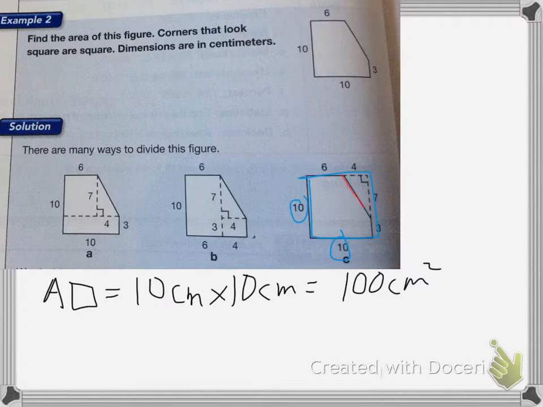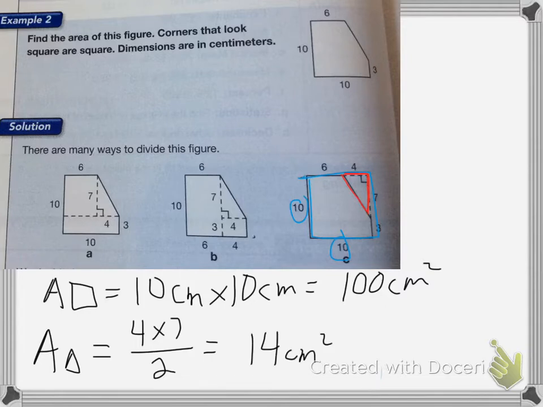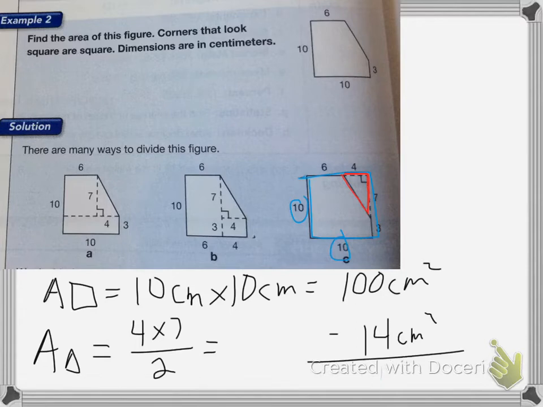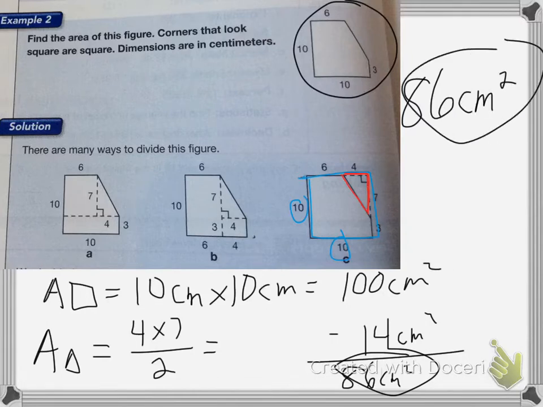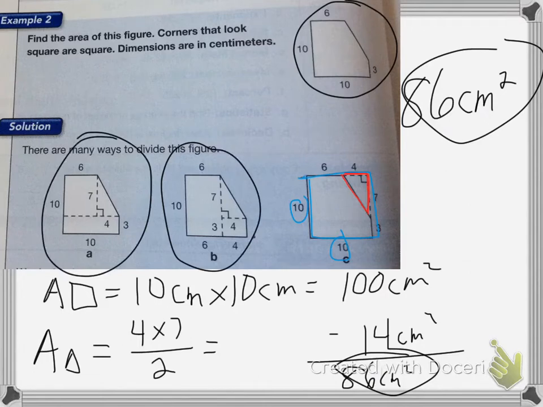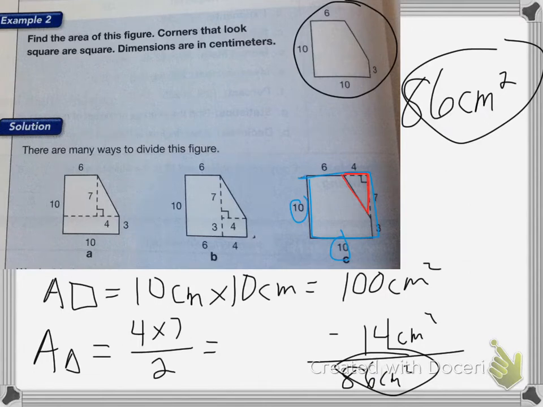Now I need to find the area of this little triangle that has been cut out of it. The area of that triangle is going to be base times height divided by 2. So it's going to be 4 times 7 divided by 2. 4 times 7 is 28, divided by 2 is 14 centimeters squared. So I'm going to subtract 14 centimeters squared away from the 100 centimeters, because that little triangle isn't part of my main shape, so I'm going to take it out. So that equals 86 centimeters squared for my answer. You'll get the same answer no matter how you do it. Just sometimes it's easier to do one way over another.